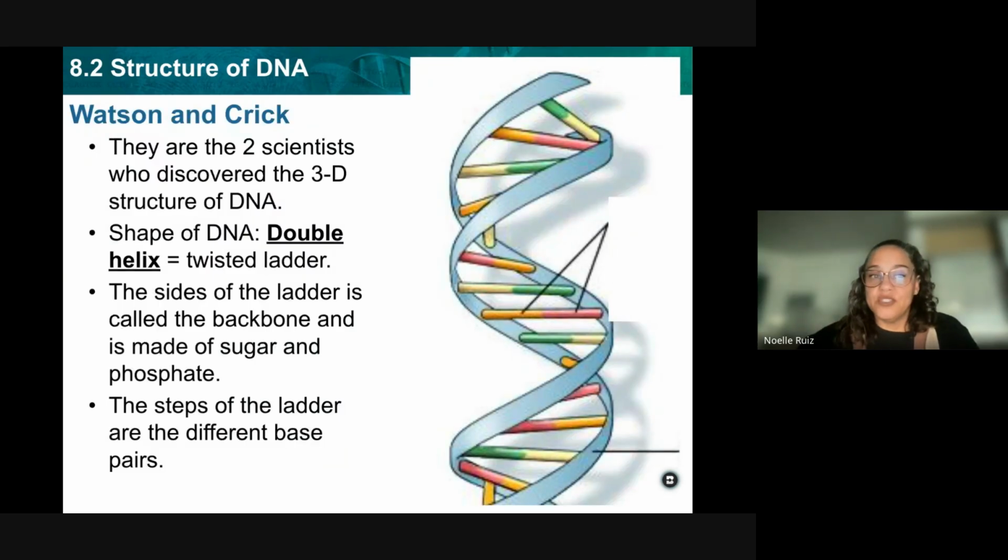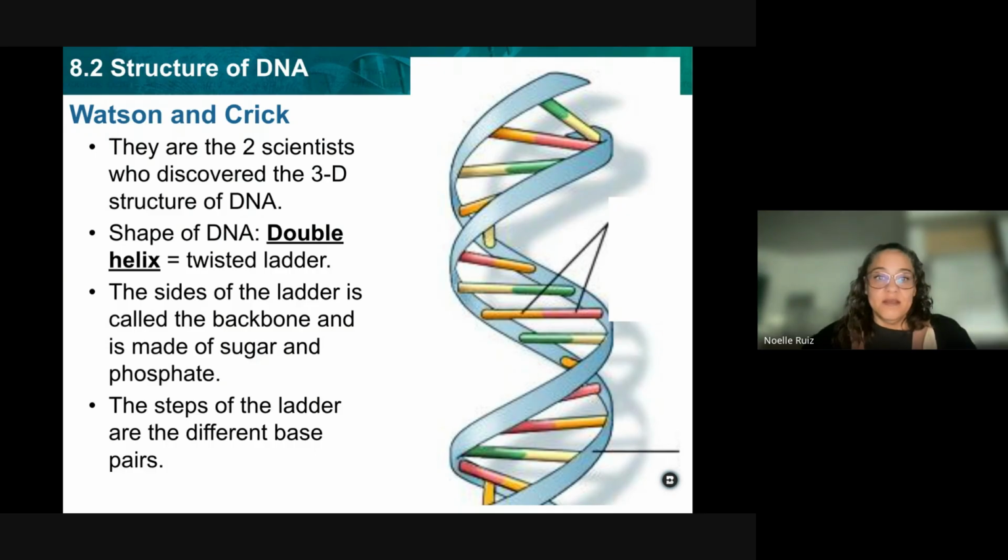Watson and Crick are 2 scientists who eventually discovered the 3D structure of DNA. They had a lot of help, as you'll see in your Edpuzzle this week, but they are credited with the discovery. The shape of DNA we call a double helix. That is the official name of that shape. Yes, it looks like a twisted ladder, but the official science name of that shape is a double helix.